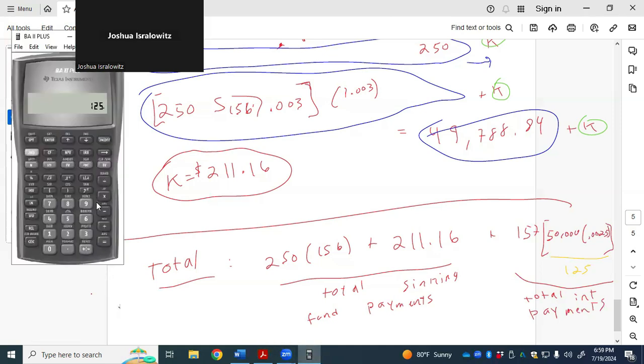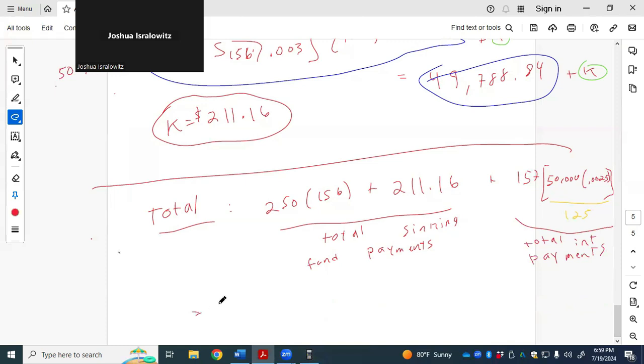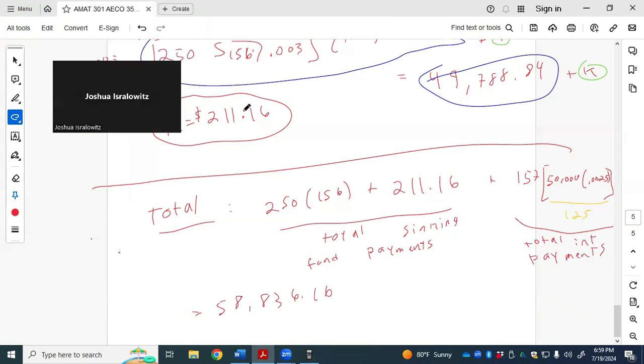So 125 times 157, plus 250 times 156, plus 211.16, and the total is 58,536.16. Unfortunately it's a little long here, but it just takes time, not to do these problems necessarily, but to explain what is going on here.